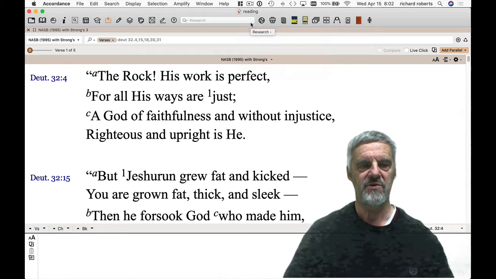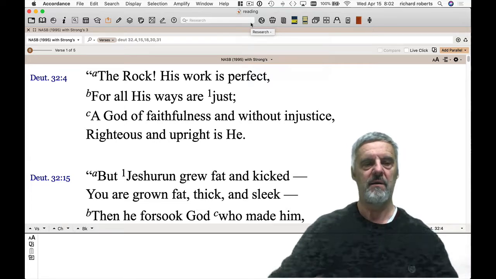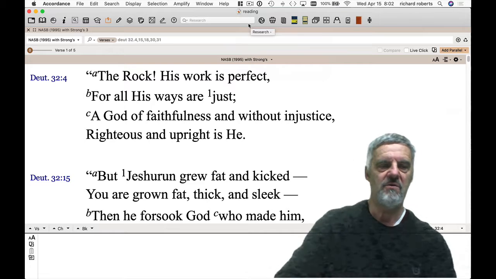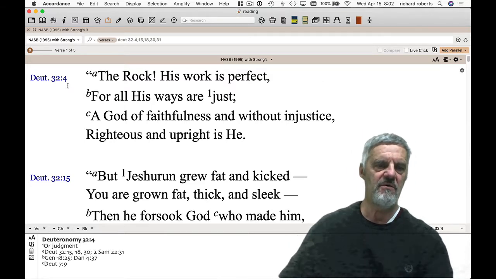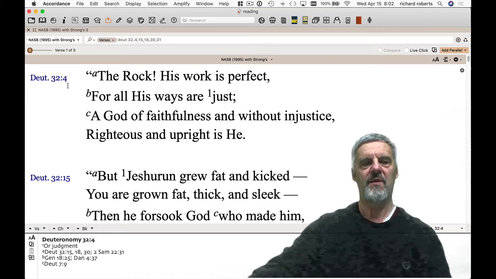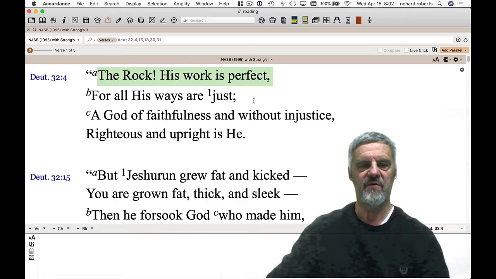We actually see Moses using it in Deuteronomy 32, where just before he's taken up on the hill and allowed to see the promised land, and then his life will end. We see this song that he sings in Deuteronomy 32. And I think 5 times here he makes reference to the Lord as a rock. Deuteronomy 32:4, the rock, his way is perfect.